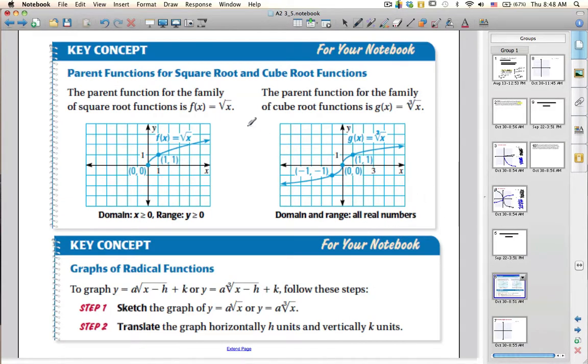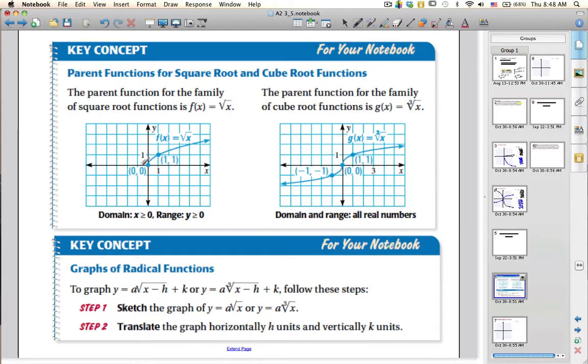So here are the graphs of the parent functions for a square root and cube root function. You can see this is the basic look of a square root function. It starts someplace, it heads out up and to the right. Because I can find the cube root of negative numbers, this one does not stop at 0. So in a cube root function, it's going to go ahead and include negative numbers.